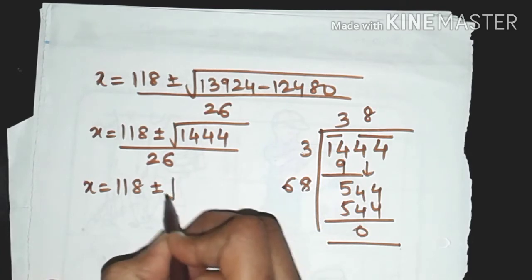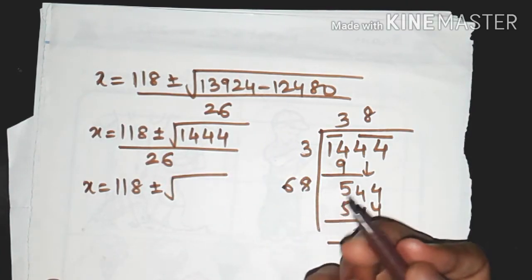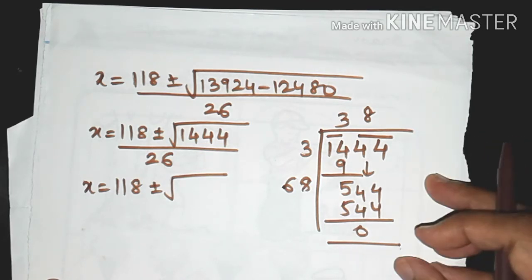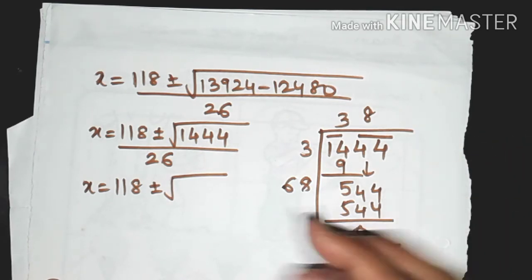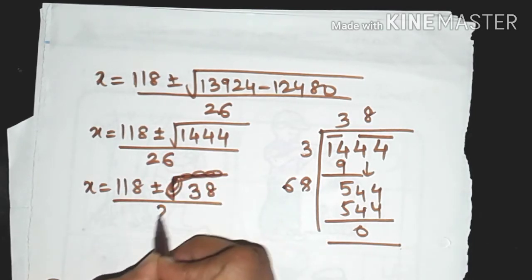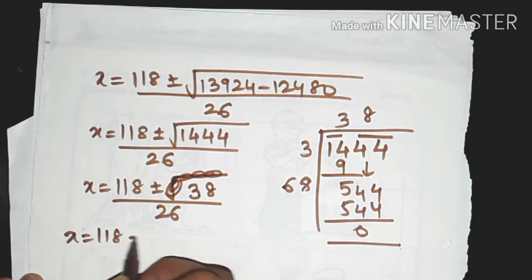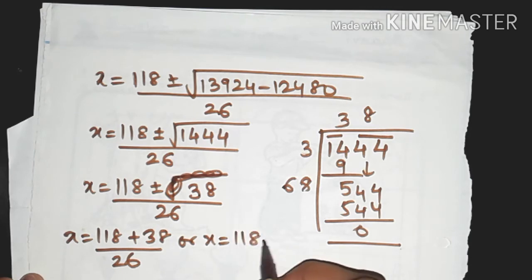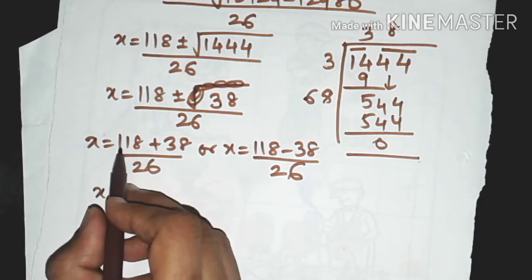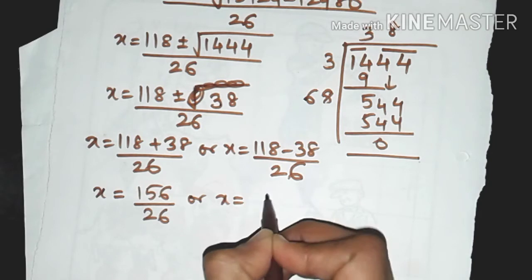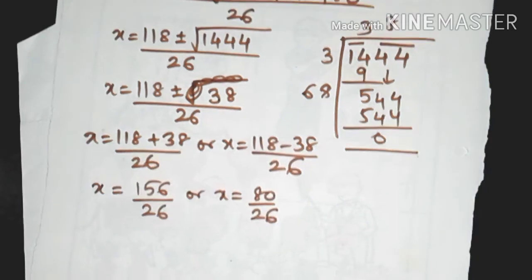Because even if they give you the square root table, it will be only from 10 to 100. So you need to know, friends, how to calculate the square root of big numbers using this formula. This square root need not be there because you already found it out. So what are the two values? This is one value or this is one value. So that means x is, friends, 118 plus 38, 156 upon 26, or x is 80 upon 26.